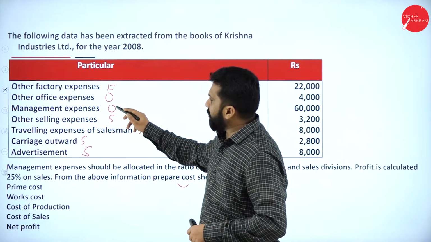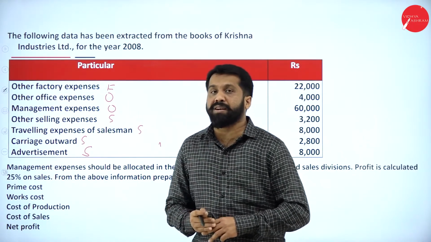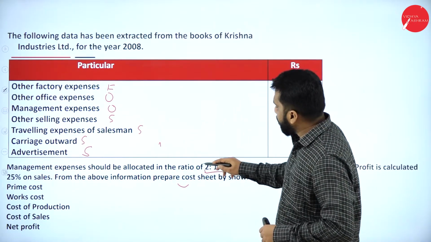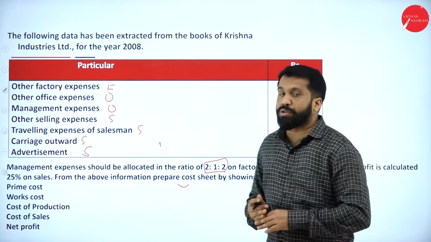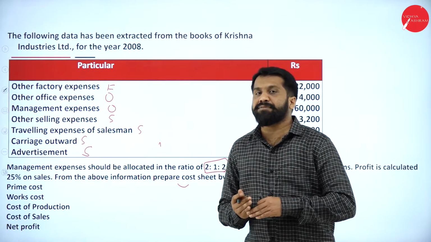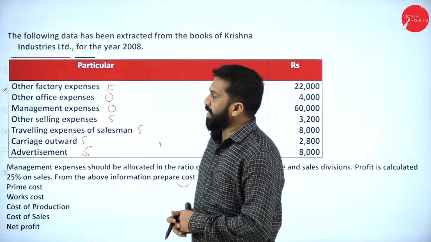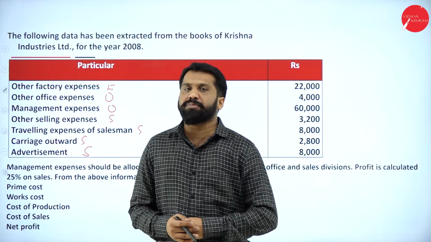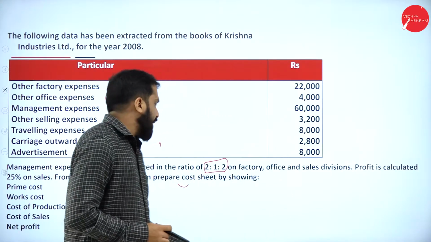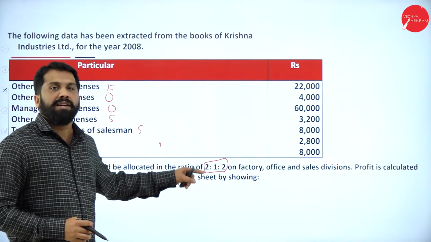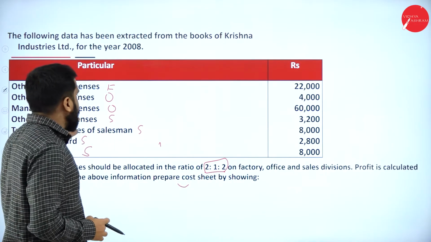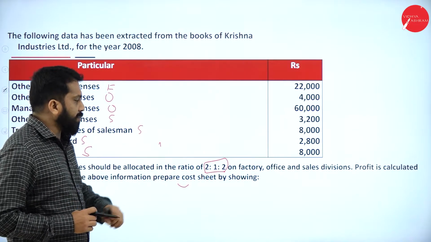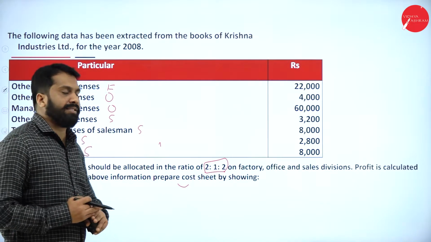Now, management expenses should be allocated in the ratio of 2:1:2. See, management expenses, we thought it is office, but we have an adjustment on that. So management expenses in the ratio of 2:1:2 are classified. Means management belongs to factory, office, as well as selling and distribution. Unless and until they have given an adjustment like this, we have to consider this as office expenses. If they have given an adjustment, then we have to go as per the adjustment.